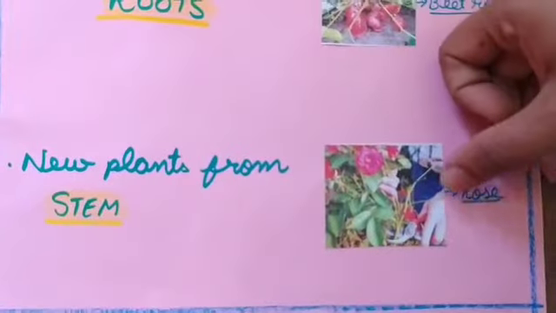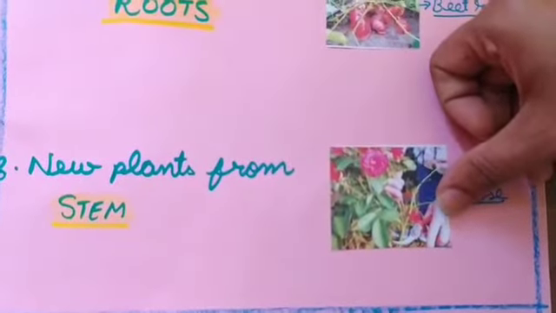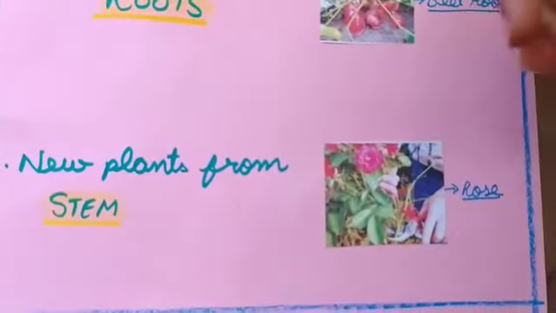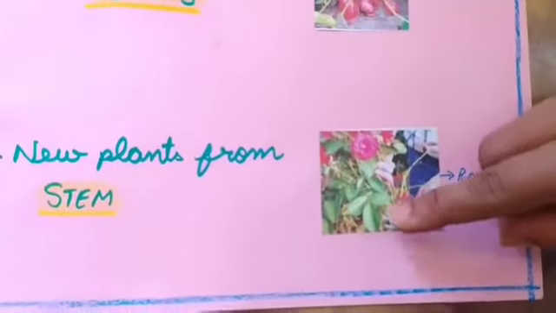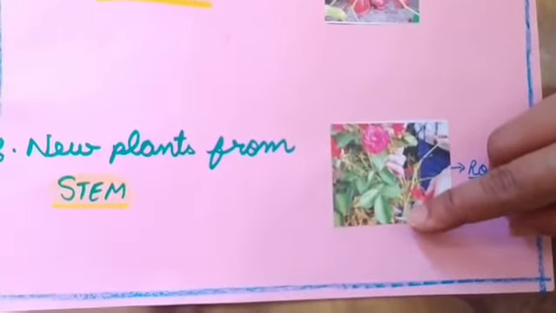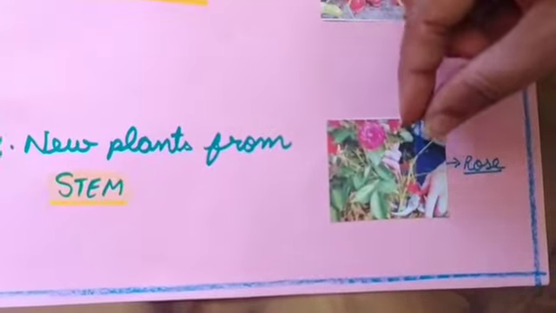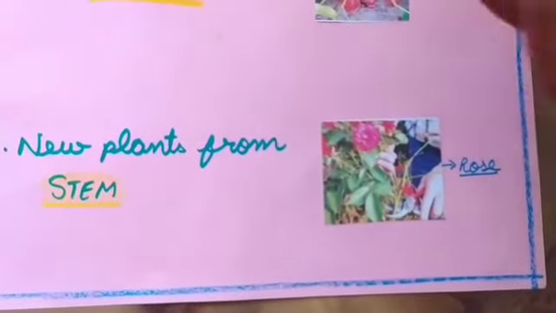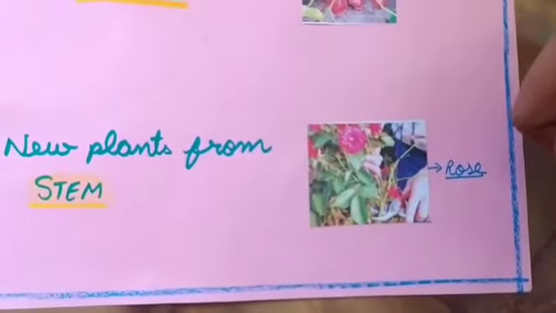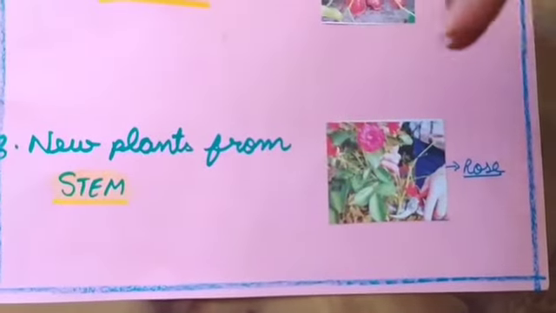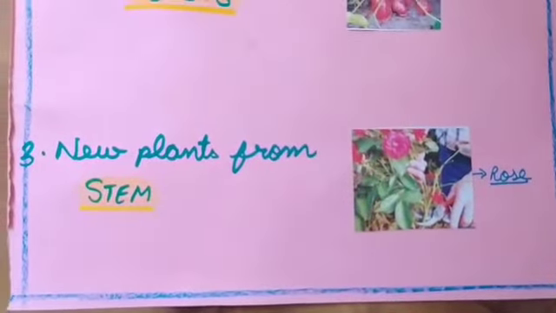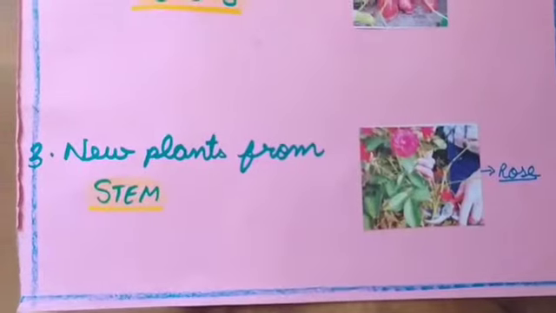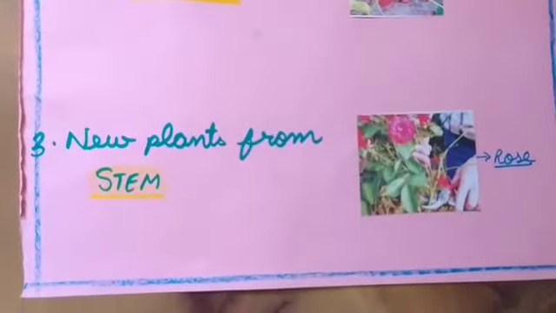You can see a scissor in the hand of a person. What is this person doing? They are cutting the stem of a rose plant, and then they will take this piece of the stem and sow it in another part of the soil. This stem will give rise to a new plant. In this way, we have grown the plant from the stem.